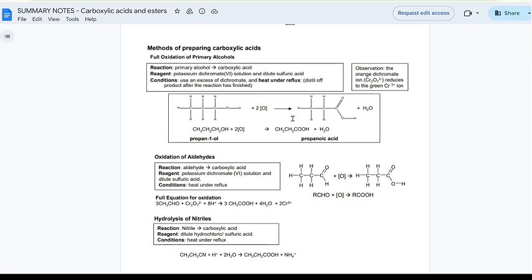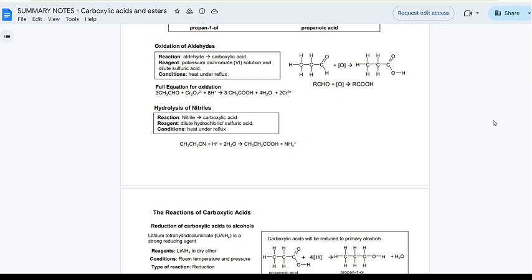Oxidation of aldehydes. Aldehyde to carboxylic acid. Potassium dichromate solution and dilute sulfuric acid under reflux, as expected. Hydrolysis of nitriles. It's a bit more interesting. A nitrile to carboxylic acid. The reagent is dilute hydrochloric acid or sulfuric acid.